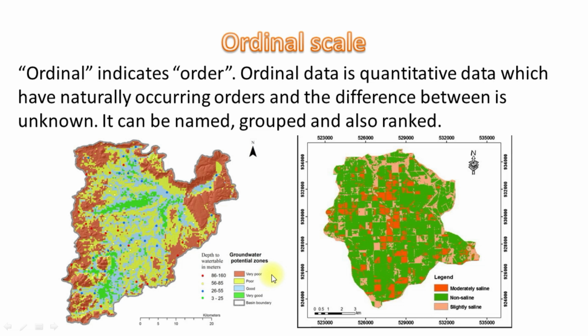The same concerns the map on the right side, which shows the salinity of the area: moderately saline, non-saline, and slightly saline. You can also make an order between these classes: which one is better, which one is worse, etc. So this is the difference between the ordinal scale and nominal scale. In nominal scale you cannot compare the classes, in ordinal scale you can compare the classes. These are both qualitative types of information, not quantitative. You can see here there is no quantitative data: poor, very poor, etc. A qualitative type of information is mostly described with text, while quantitative with numbers, either integer or float.